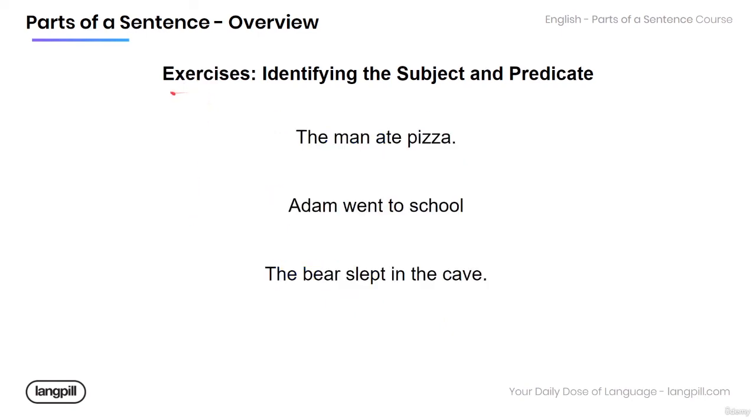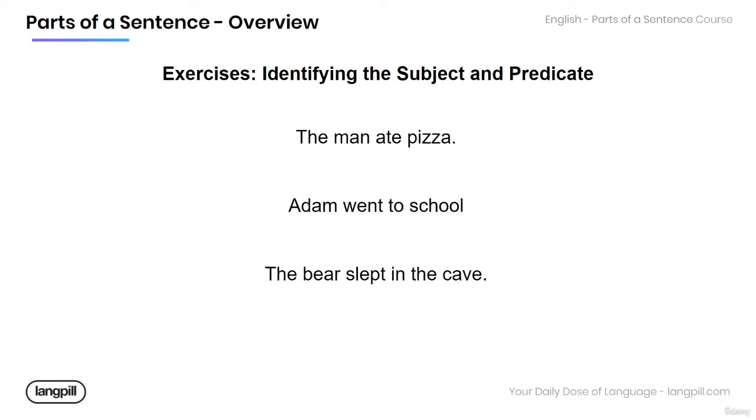So now we have an exercise. This is for you to try first by yourself. So I want you to maybe pause the video, take some time, look at these sentences, and figure out what is the subject and what is the predicate. Okay, so go ahead and pause the video, and then when you unpause, I'll continue by giving the answers.